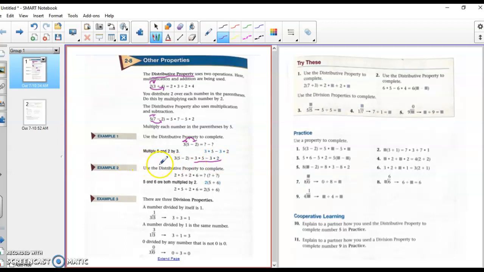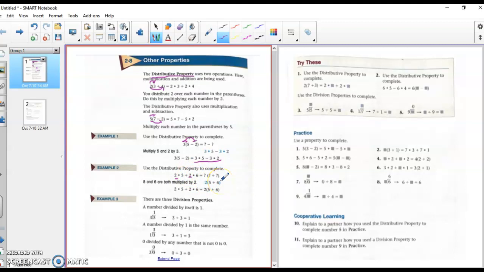Example number 2, use the distributive property to complete here. If you have 2 times 5 plus 2 times 6, understand now that they're asking you to do the opposite. Now they just want you to figure out what number would go on the outside and what numbers would go on the inside. Well, what did they multiply that's the same here? I see 2 and 2, so my 2 would need to go on the outside, and then my 5 and my 6 need to go inside.